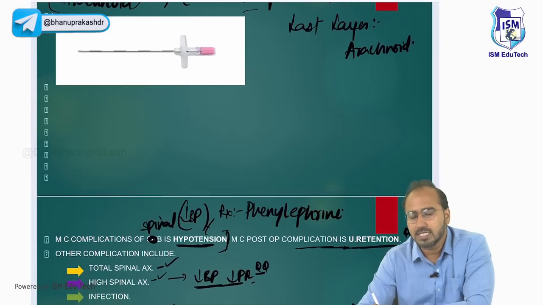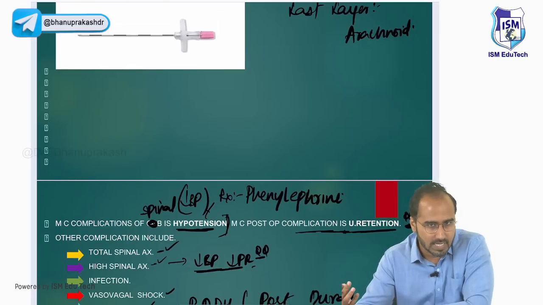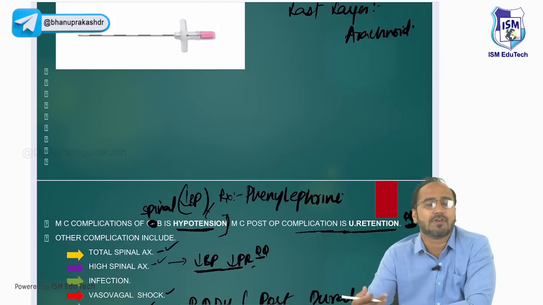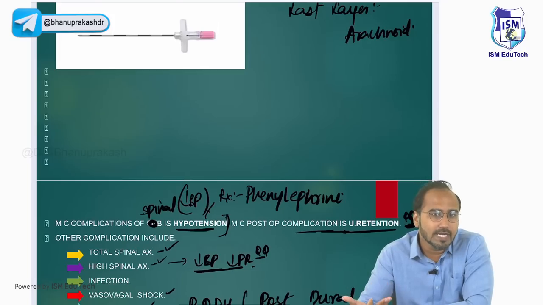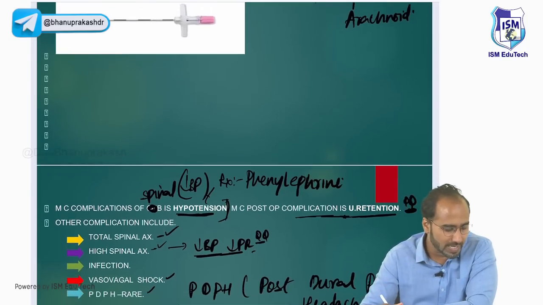Epidural means what, guys? What is epidural? As the name says, it is anesthesia given outside the dura. Epidural indication you guys know. Epidural is indicated for surgeries done below the level of the umbilicus for a long duration. For longer duration surgeries, you can go for epidural.